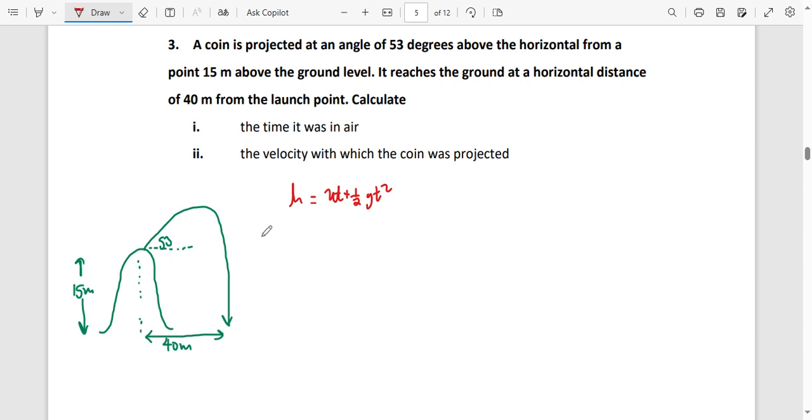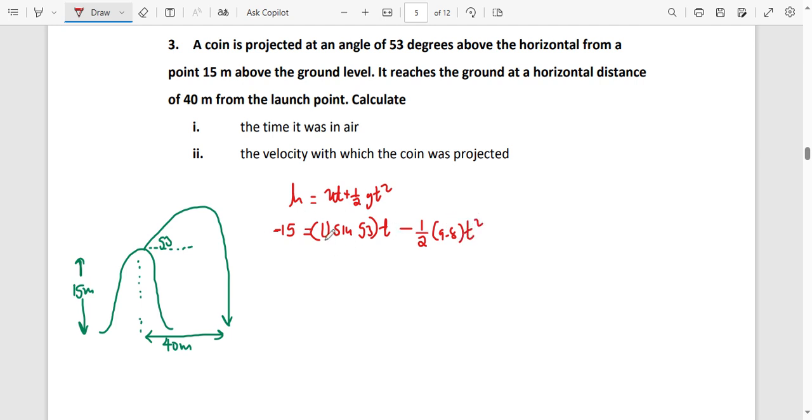The height is 15. Now, please always attach a negative there. In case you are wondering why we are attaching a negative, please watch the previous video and you are going to be able to see why. U, that is the initial velocity in the y direction, is given by the velocity. Now, we don't know the velocity. It's supposed to be u, the initial velocity, sin theta, the angle is 53, and then we multiply this by the time. Because the projectile first went upwards, we're going to have minus g, g is going to be negative, t squared.